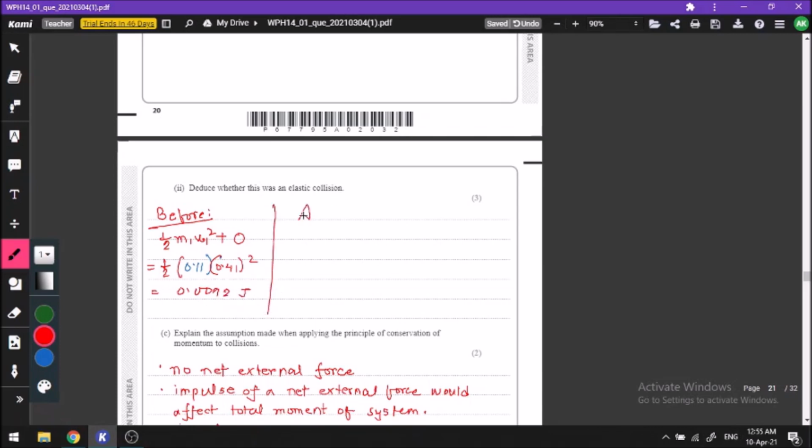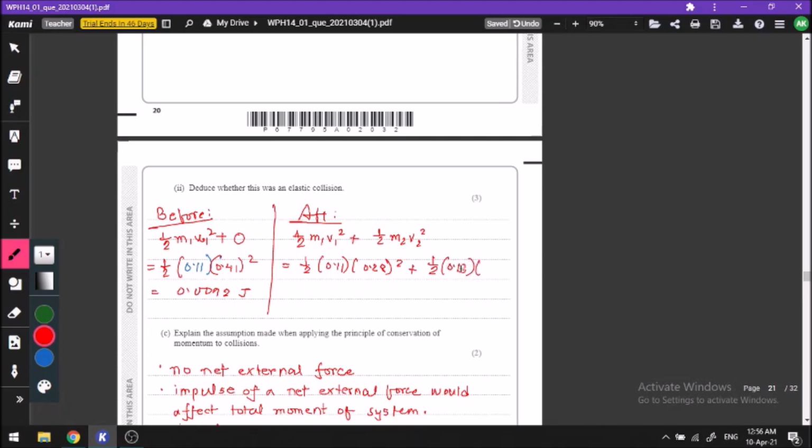Now after the collision, the total kinetic energy was half m1 v1 square plus half m2 v2 square. See how these m1 v1 values are helping you. So if you mark them beforehand, the math will become very easy for you. So half m1, we have to use the SI unit, so 0.11, the final velocity was 0.28 square plus half m2, that is 0.13.